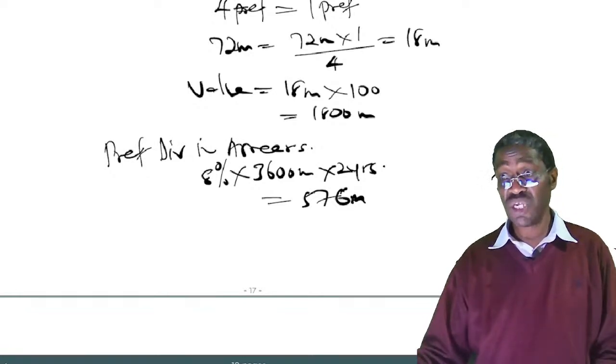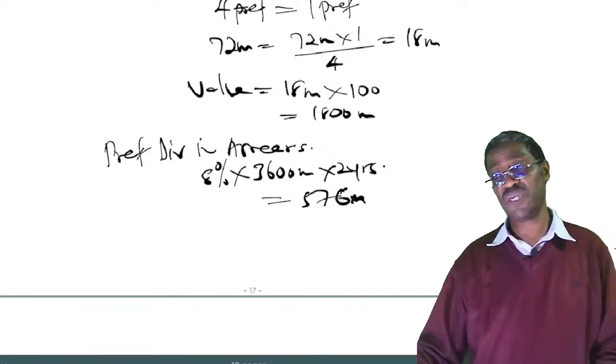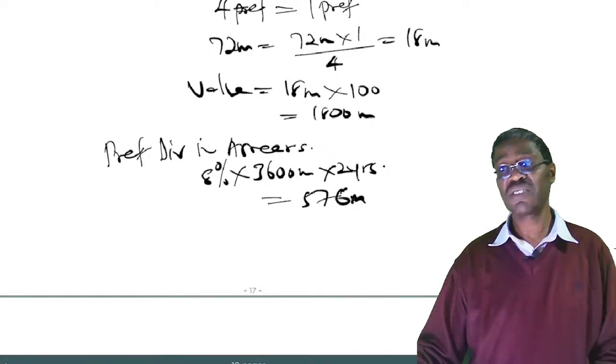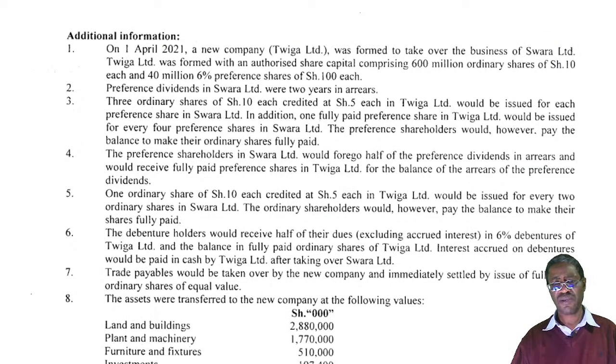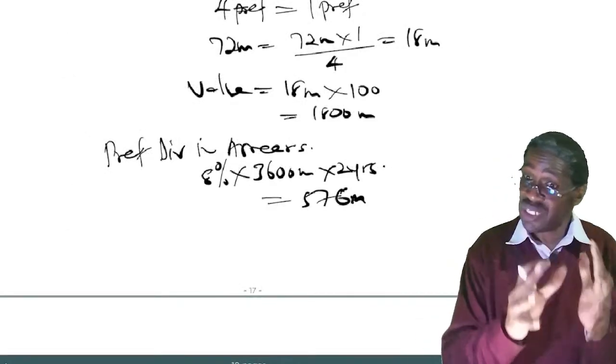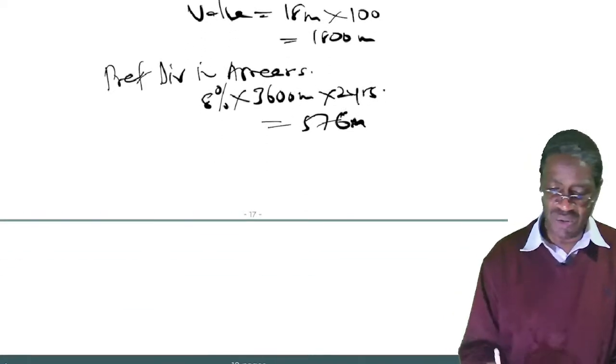Next one, we are still looking for what it is that you, as the purchasing company, are giving to the owners and financiers of the selling company. Good. That's all for note number four. Number five says one ordinary share of shillings 10 each, credited at 5 each in Twiga Limited, would be issued for every 2 ordinary shares in Swara. Good. So the ordinary shareholders in Swara are receiving ordinary shares again. Let's put it down this way.